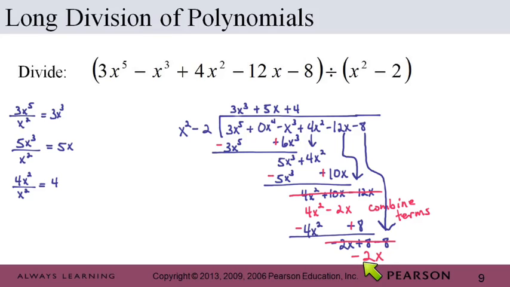And here I'm ready to go again, but this power is bigger than what we have left, so this will end up being our remainder, and we'll use that as the top of our fraction, and of course x squared minus 2 is the bottom. And so our quotient is 3x to the third plus 5x plus 4 minus 2x over x squared minus 2.